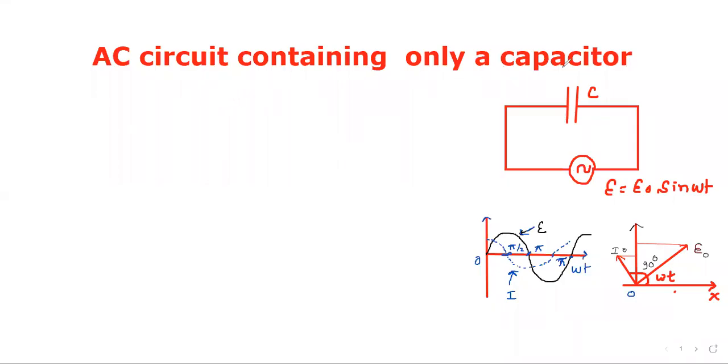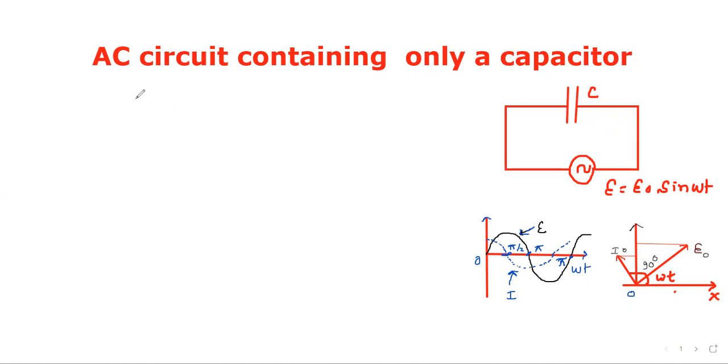AC circuit containing only a capacitor. Here is the circuit shown, and this is the capacitor. This is the supplied voltage, which is given by E equal to E0 sine omega t. At any instant, the potential difference across the capacitor plates is equal to the applied voltage.